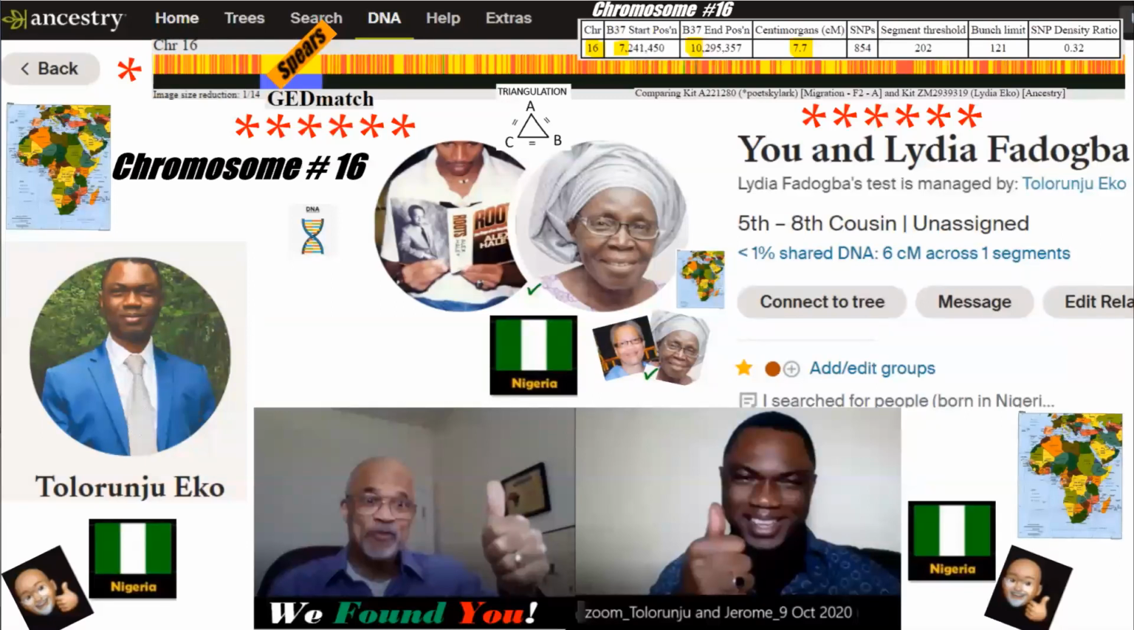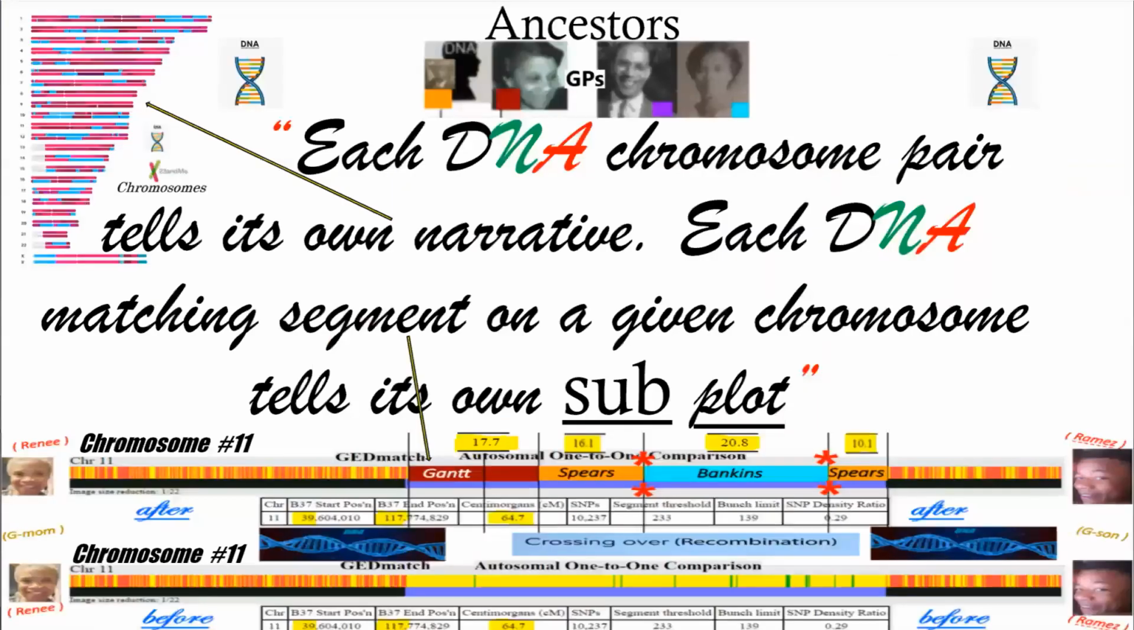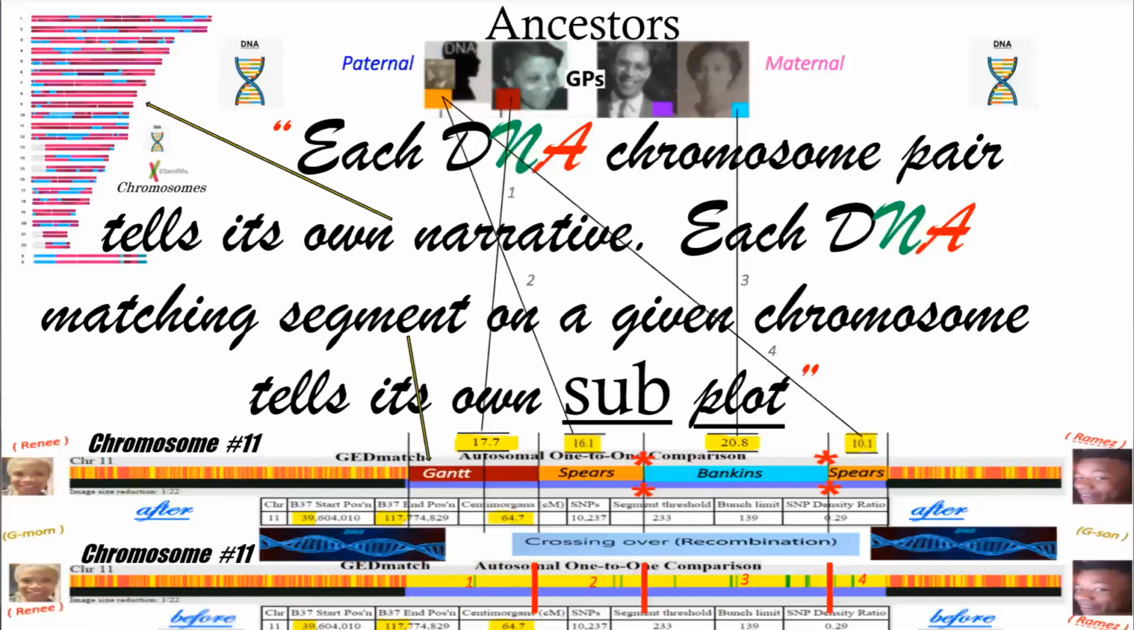I was also able to catch up with Tolaranju and get him to move the DNA on his mother from Ancestry into GEDmatch. And in doing so, I could do additional research. Tolaranju and I, almost 3 years to the day, had a memorable Alex Haley Kunta Kinte-like "we found you" moment, even though it was done via Zoom. So the hits just keep on coming when you're really working at this level. Each chromosome pair tells its own narrative. And each chromosome segment on a given chromosome has its own subplot.